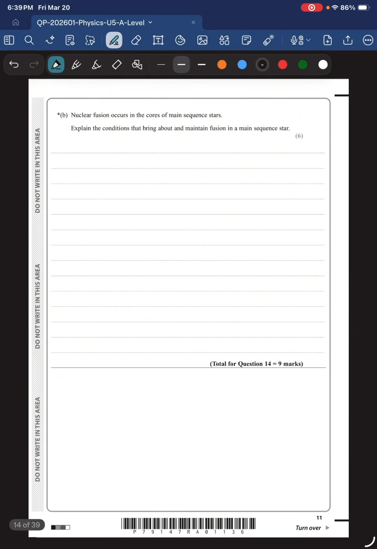Okay. B, nuclear fusion occurs in the course of main sequence stars. Explain the conditions that bring about and maintain fusion in a main sequence star. This is a 6-mark problem, long writing, so you should provide about 6 points. Let's start with the first. There must be a very high temperature in the core.